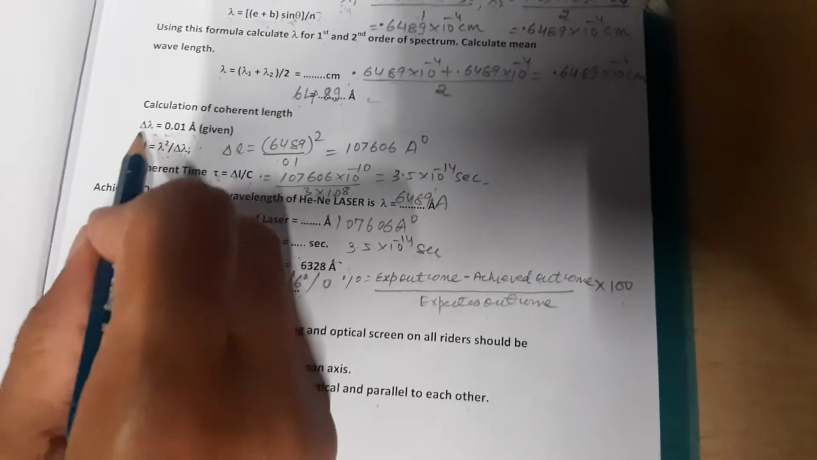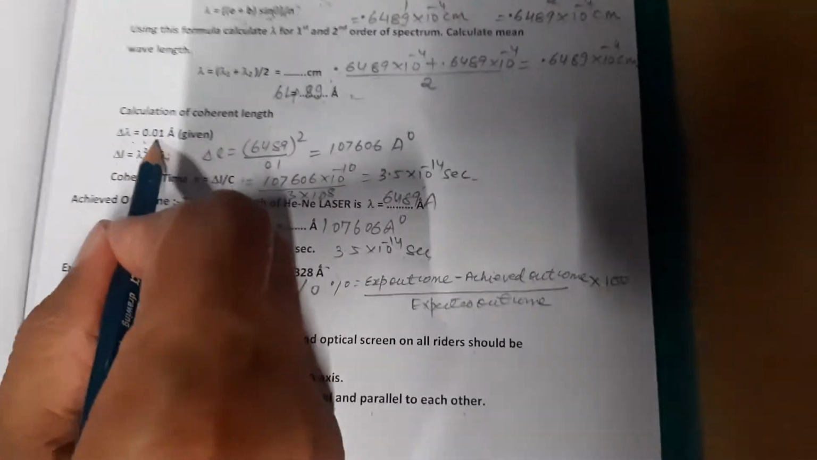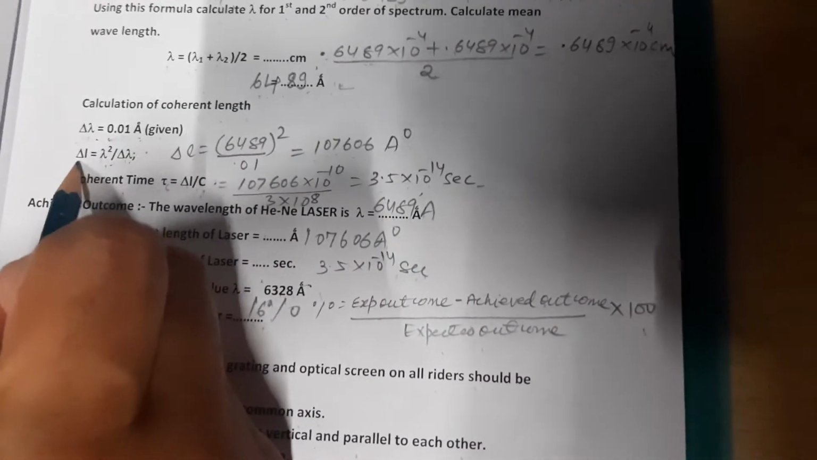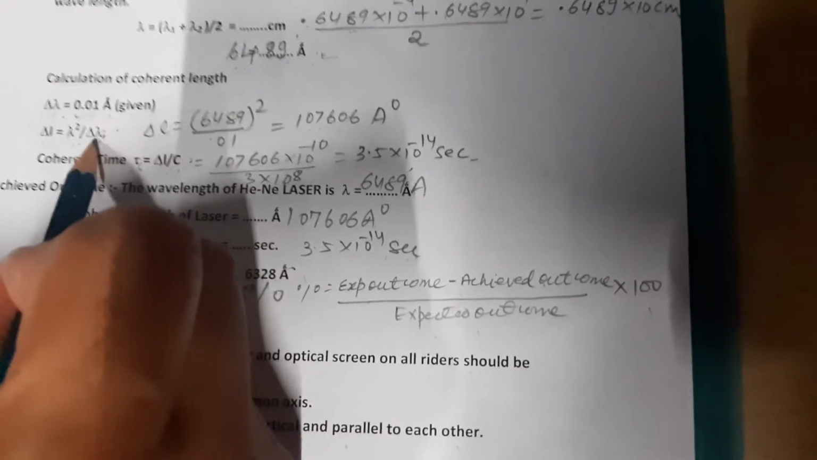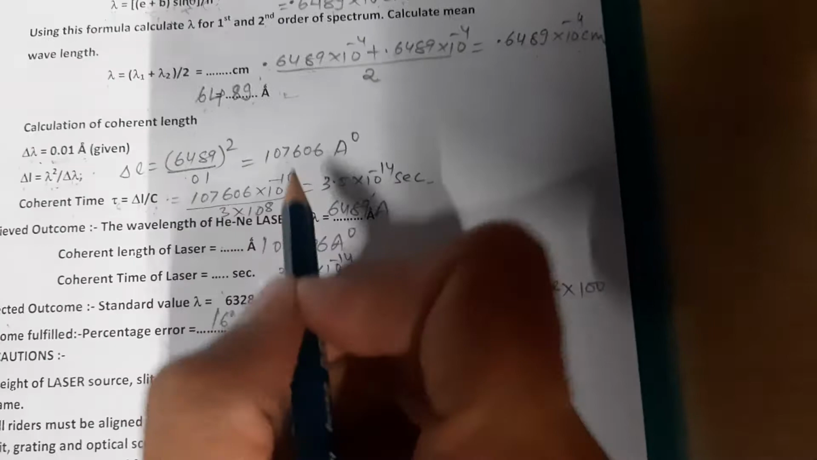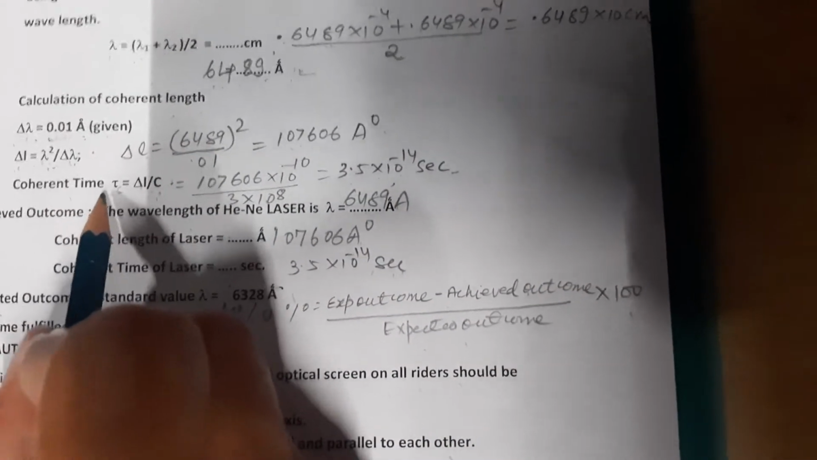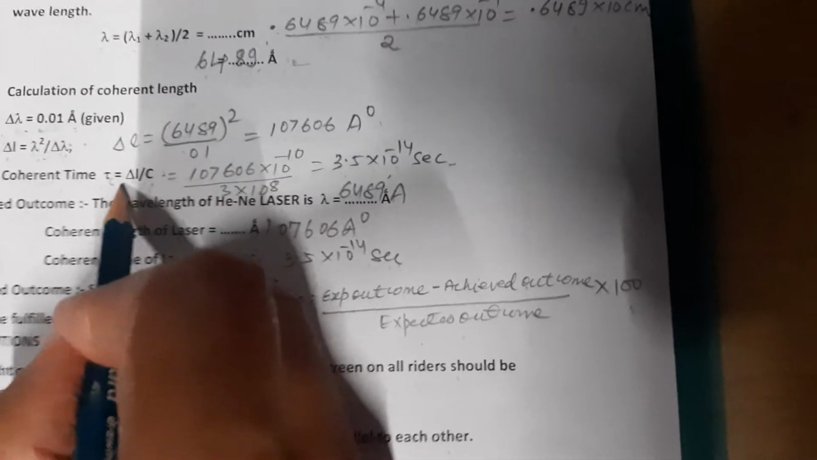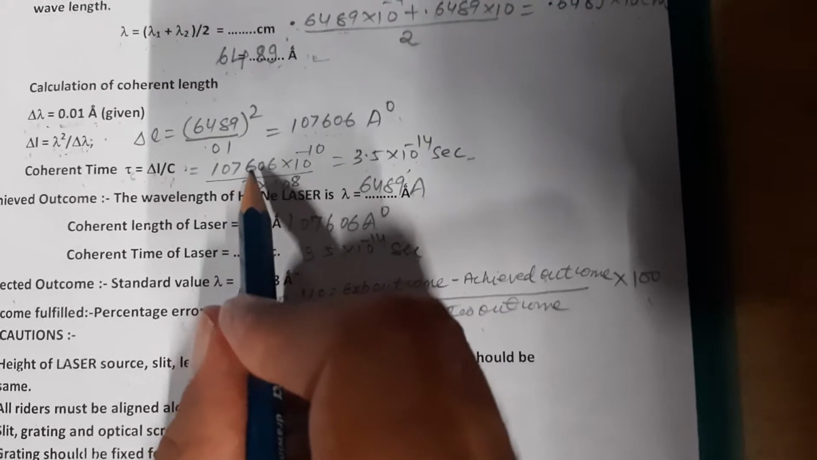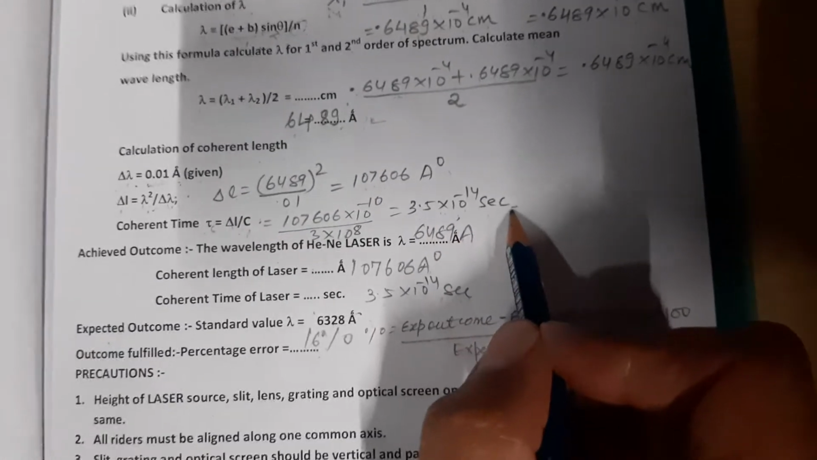Now we will find out the coherent length. Coherent length is given by delta L, where delta lambda is 0.01 angstrom, given. So delta L equals lambda square upon delta lambda, and it will be 6489 whole square upon 0.01. It will be 107,606 angstrom. Coherent time tau equals delta L upon C, equals 107606 into 10 to the power minus 10 upon 3 into 10 to the power 8. It will be 3.5 into 10 to the power minus 14 seconds.